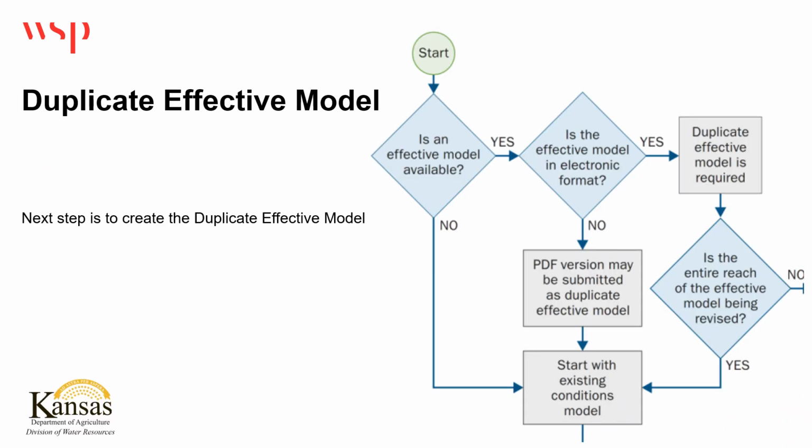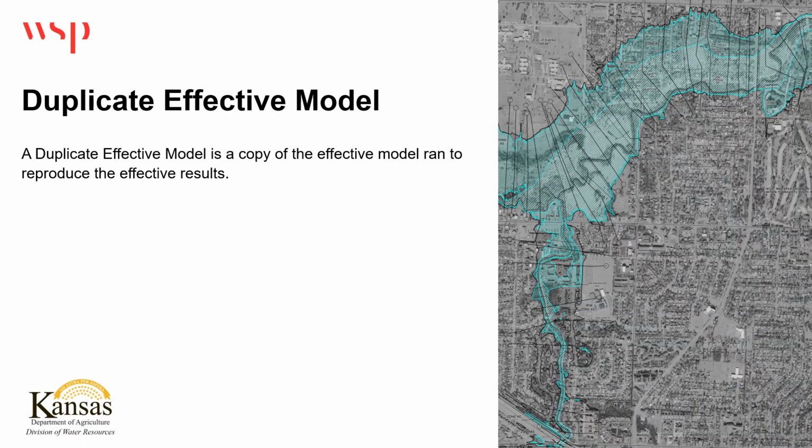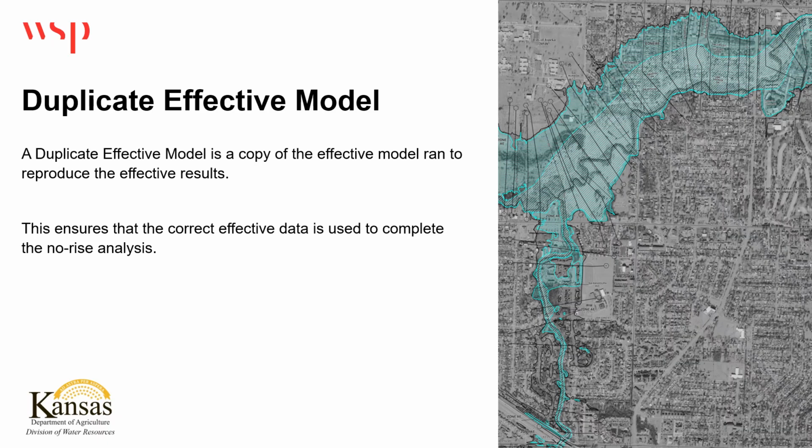Once we have our effective model, the next step is to create the duplicate effective model. A duplicate effective model is just a copy of the effective model run on the new modeler's machine to reproduce the effective results. The reason for this is just to make sure that we have the correct model data and that we have the actual model that was used to create the effective mapping. This is required if the effective model is available.